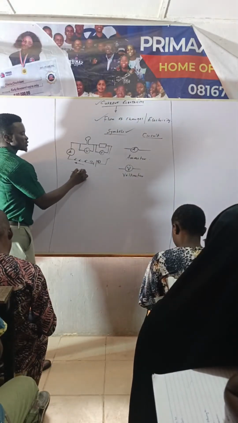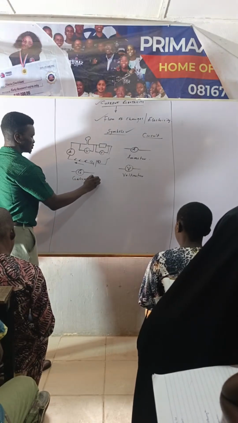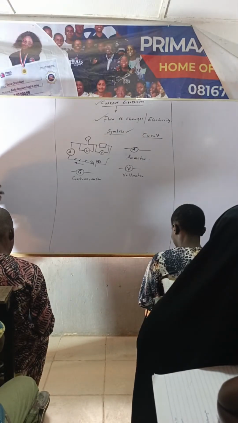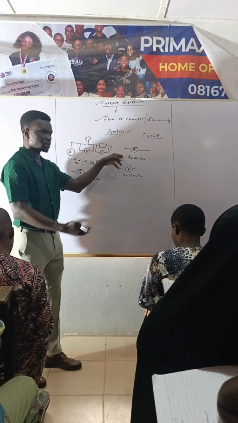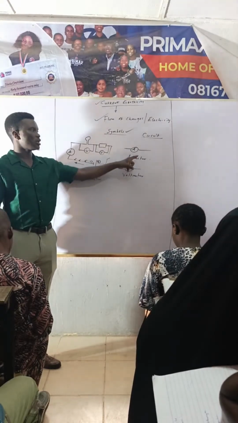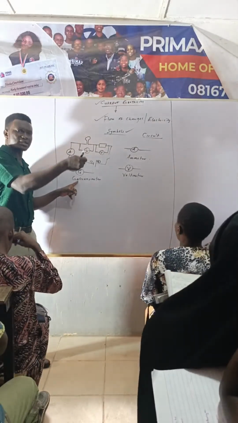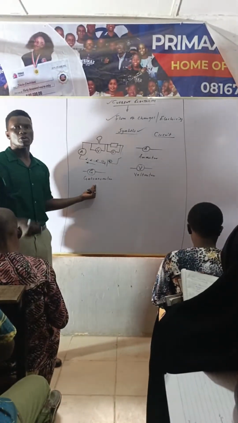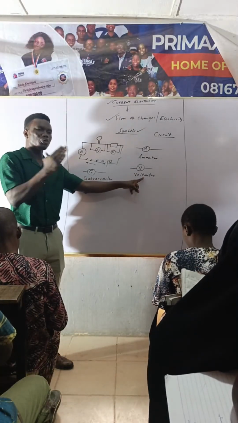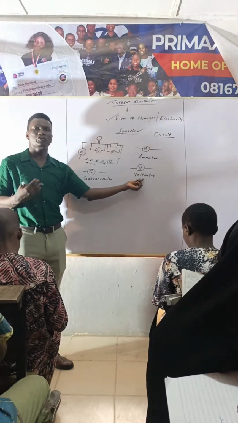Then you can have something like this. This is called a galvanometer. The galvanometer is also used to detect electric current. That means what is the amount of electric current that is flowing in a circuit? The ammeter will tell you. If you want to know if current is flowing and you just want to test if current is moving, then you use what we call a galvanometer. Then if you want to know the amount of work that is done across a component, probably across the resistor, across the board, then you will use what we call a voltmeter.